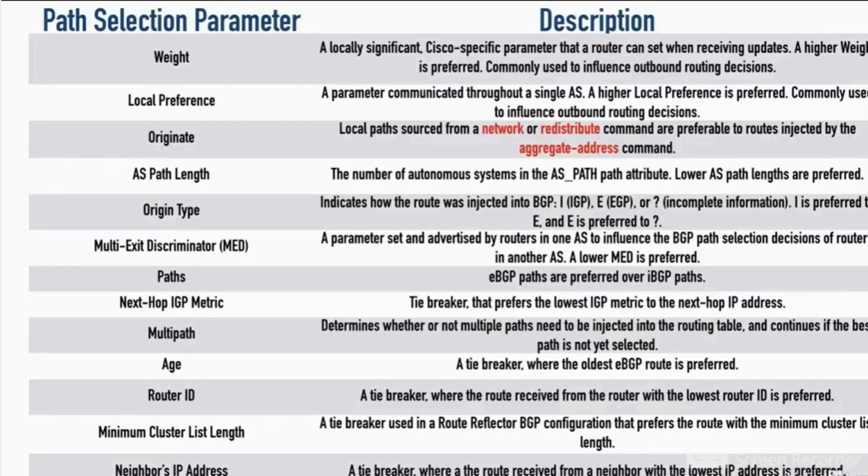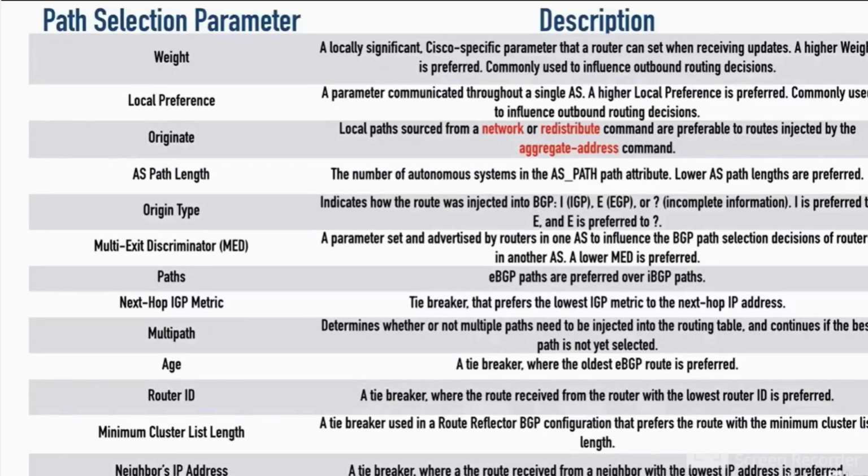The next tiebreaker is the next hop IGP metric, where we look at the next hop address and ask, what is the lowest IGP metric? Maybe we're running OSPF as our interior gateway protocol. If the different paths that we have to select from have different OSPF metrics to get to the next hop address, then we can go with the path with the lowest OSPF metric.